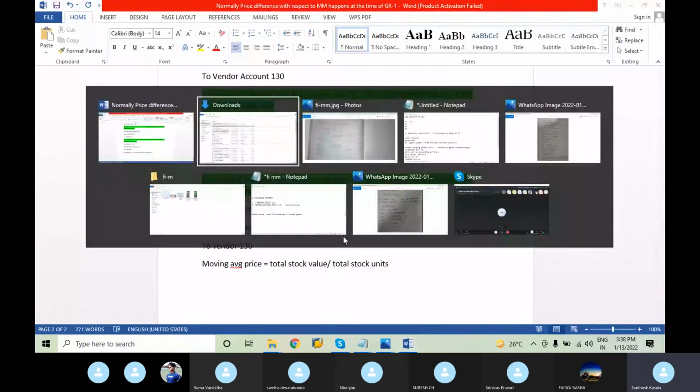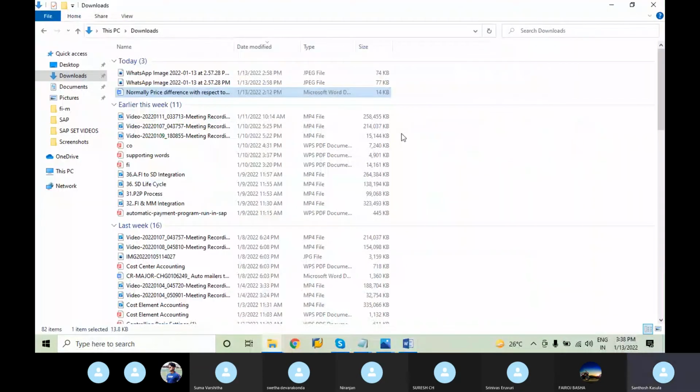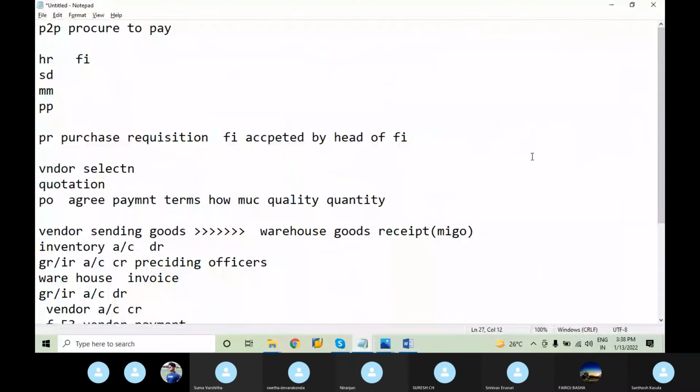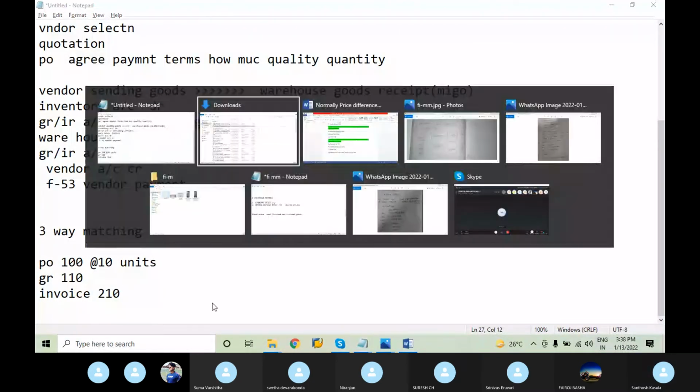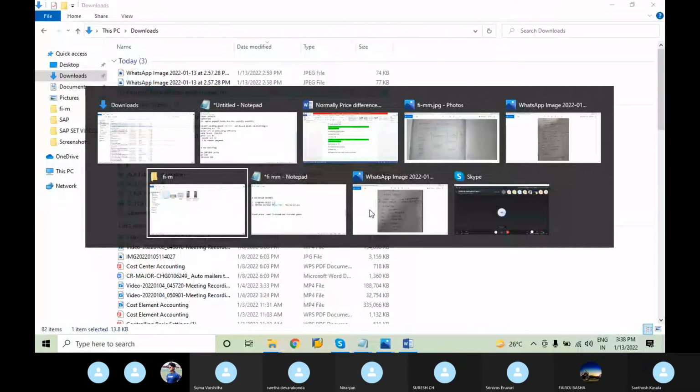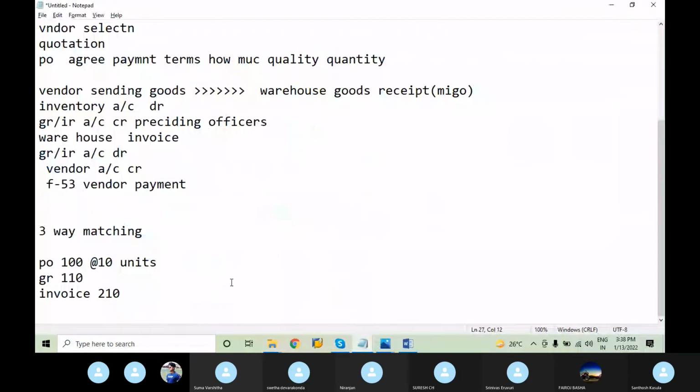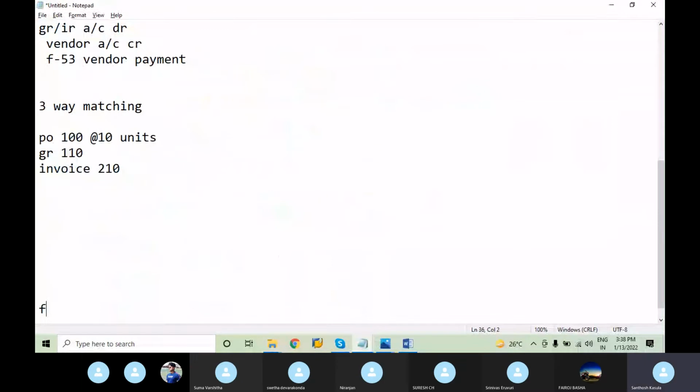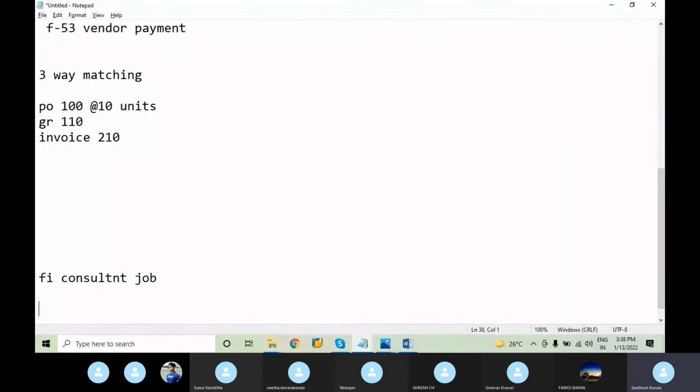And yeah, this is about price variations. And while coming into the basically, FI consultant job. What is a consultant job? While coming to the integration, we have 3 steps.